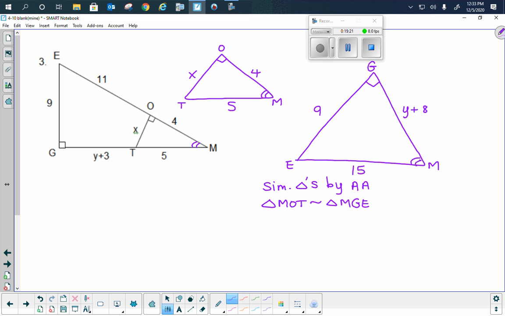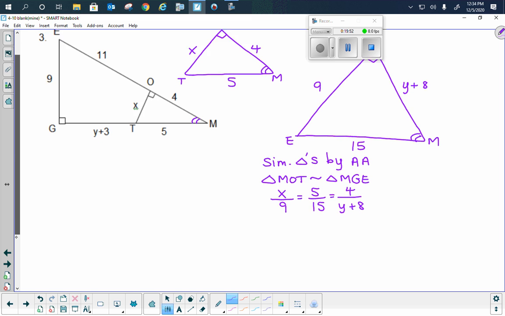Okay, again, I'm going to go with my little bit of shortcut. If you want to do letters, MO over MG, OT over GE, MT over ME, go for it. But now that I have my triangle sitting in the same direction, I'm going to say the left side of the small over the left side of the big equals the bottom of the small over the bottom of the big equals the right side of the small over the right side of the big, which gives me those three fractions. And now I'm just set and ready to go.